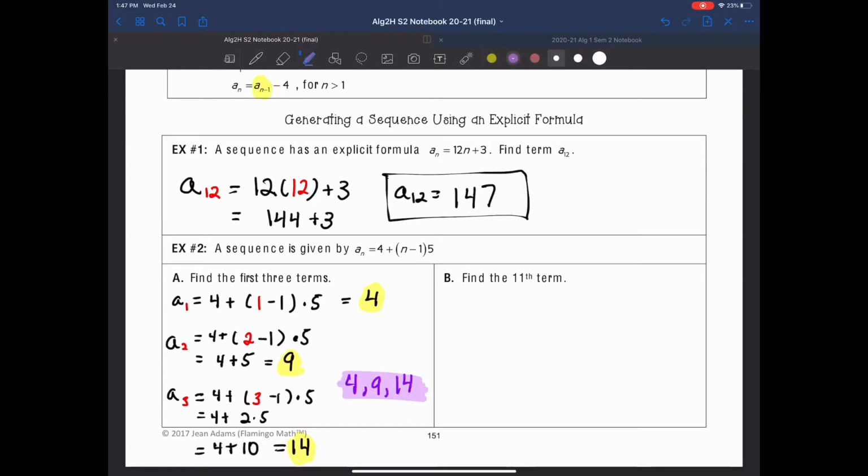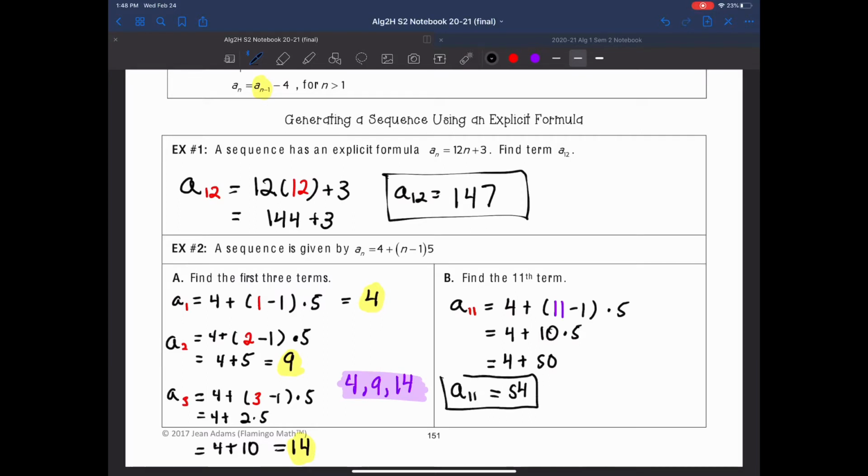All right, now I need to find the 11th term of the sequence. Well, if I'm finding the 11th term, I'm just finding what is a sub 11. So I'm going to plug 11 in for n. So that is 4 plus, instead of n, I'm going to put 11 minus 1 times 5. All right, well, I have 11 minus 1. That's going to give me 10. So I have 4 plus 10 times 5. Order of operations says do multiplication first. So 10 times 5 is 50. 4 plus 50 gives me 54. So the 11th term of the sequence is 54. So a sub 11 equals 54.